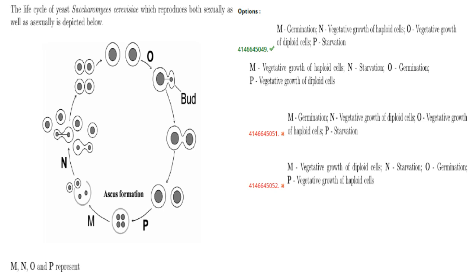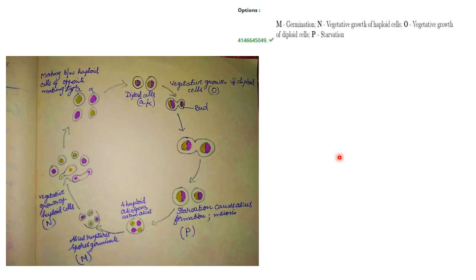This I have drawn colorfully in the next slide with explanations. So this is it. These are mating between haploid cells of the opposite mating type, A and alpha. These are the diploid cells after mating, A alpha. Then there is vegetative growth of the diploid cells, that is by budding. Then starvation causes ascus formation and results in meiosis, resulting in 4 haploid ascospores contained within the ascus. Then the ascus ruptures and the spores germinate. Then vegetative growth of haploid cells. Meiosis has already taken place here, so it will be haploid cells.